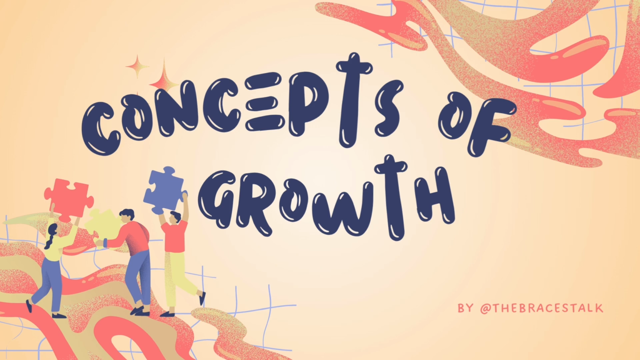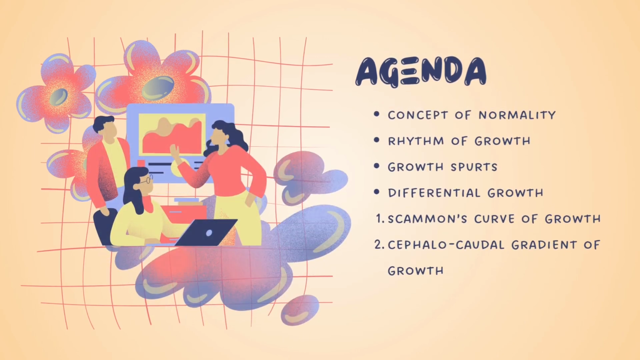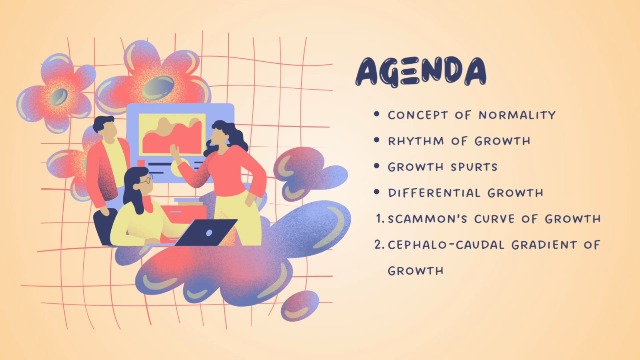Hi folks, today we are going to learn about the concept of growth as a new chapter by the braces top. In today's topic, we'll learn about the concept of normality, rhythm of growth, growth spurts, differential growth, Scammon's curve of growth, and cephalocaudal gradient of growth. Each one of them can come as a short note or a long note for undergraduate students. For postgraduate students, the question can be modified into pattern, timing, and variability of growth. So you need to know that the answer is the same for all of it.